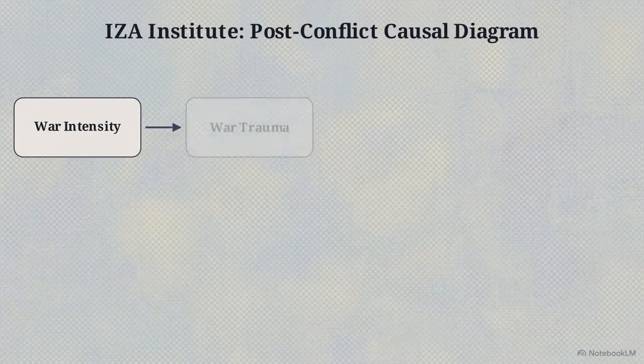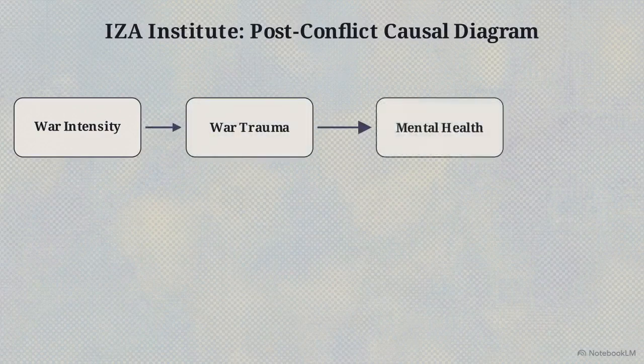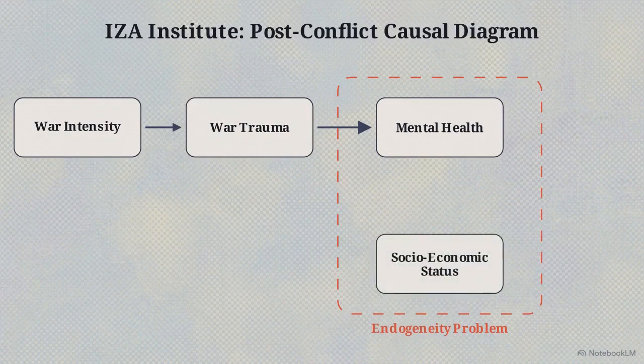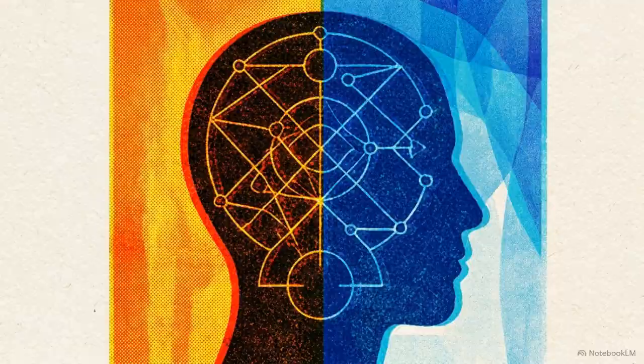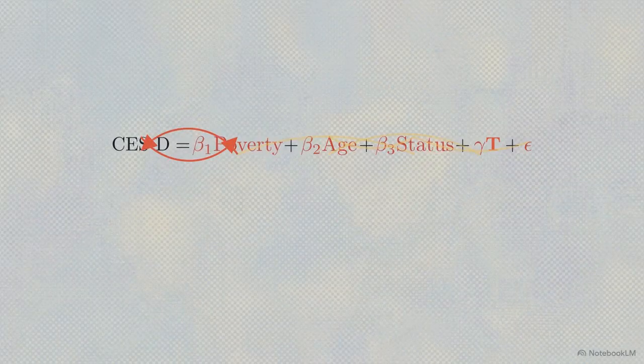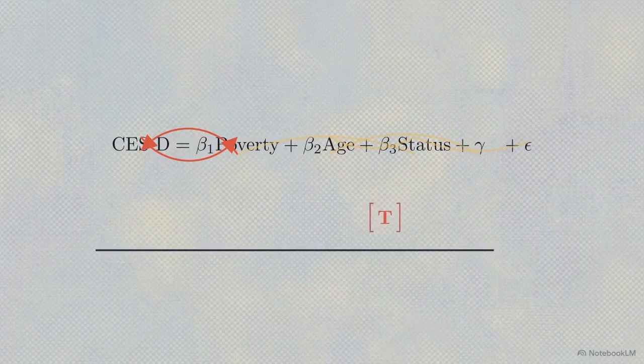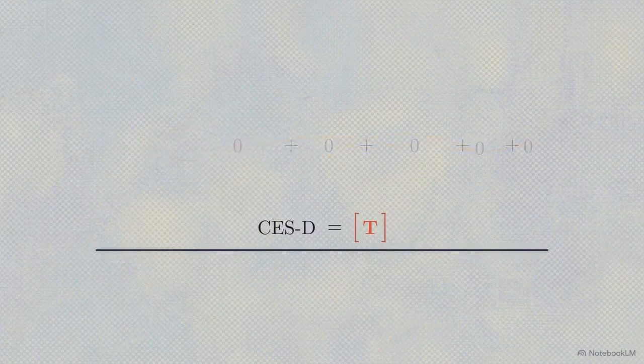War intensity drives war trauma, which then degrades mental health. This creates an endogeneity problem. A bidirectional loop between mental health and socioeconomic status makes it difficult to determine which variable drives the other. Is a survivor depressed because of the trauma they experienced, or because the post-war economy is ruined? Unless researchers can mathematically isolate the causal effect of the trauma itself, we cannot calculate the true long-term price of a conflict.